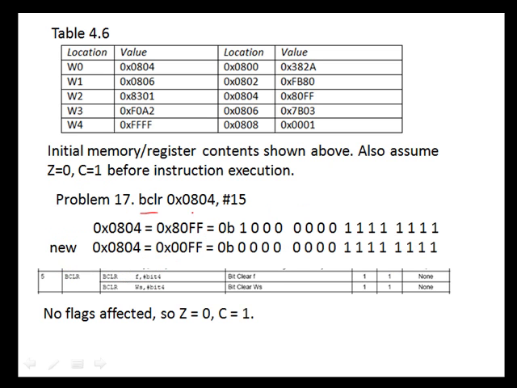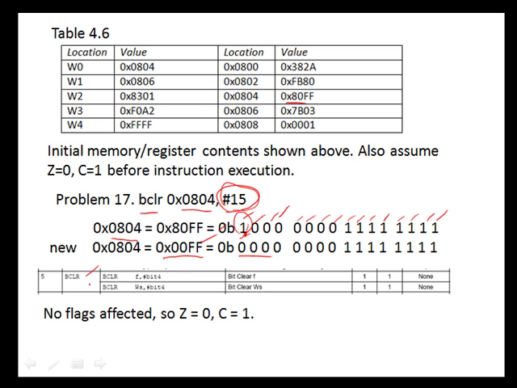Problem 17 says bit clear, memory location 804, bit number 15. This is a word operation, so let's look at the contents of location 804. 804 is an 80FF. We write that out in binary. We need to clear bit 15. Well, which bit is that? This is bit 0, 1, 2, 3, 4, 5, 6, 7, 8, 9, 10, 11, 12, 13, 14, 15. It's the most significant bit, so this bit is going to be cleared to a 0. The remaining bits would be unaffected. So writing this back in hex means that our new value of memory location 804 is going to be 00FF. What about flags?